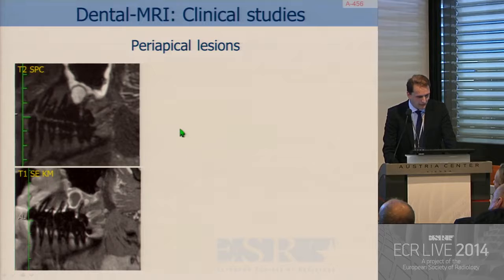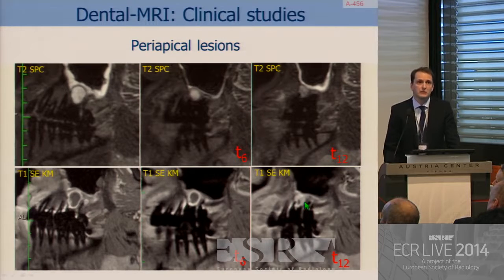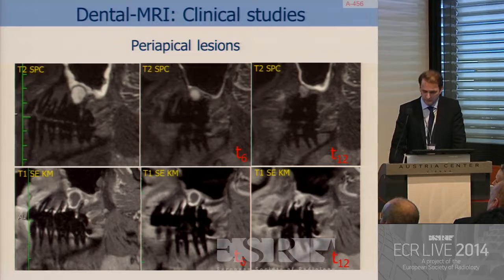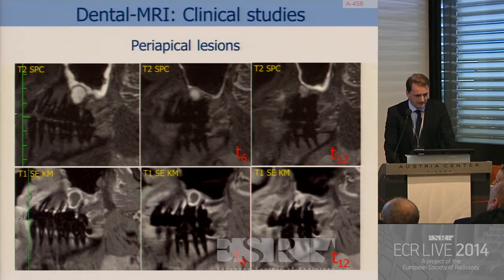This is another case of a patient where we tried to monitor the treatment of inflammatory change in the periodontal region, and this is the control 6 weeks and 12 weeks after treatment. We can see that the cyst is becoming smaller and the reaction is getting less. So this might be a possibility to monitor people, or especially children, with changes of the teeth under treatment.